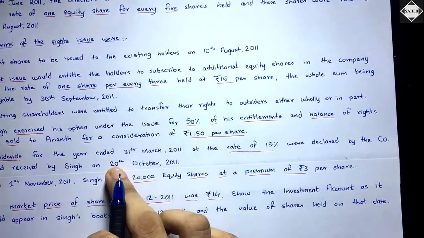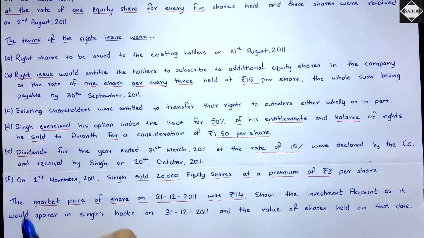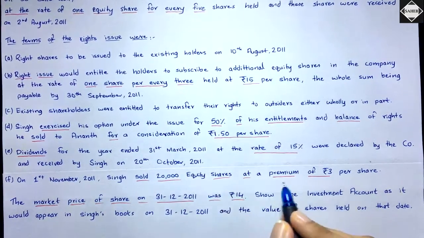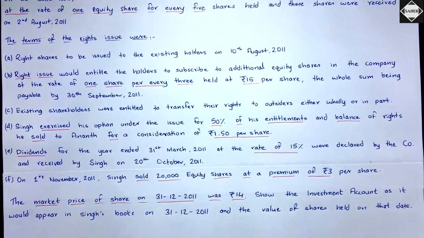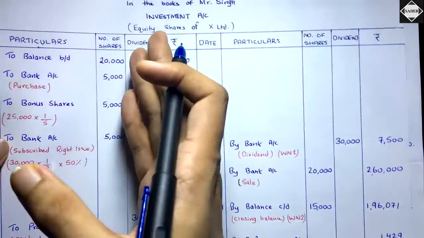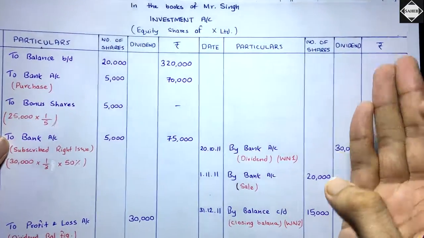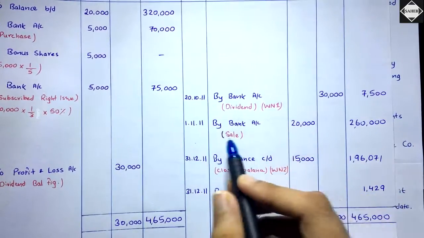And then what happened? You have made sales. See, Mr. Singh sold on 1st November 2011. Singh has sold 20,000 equity shares at a premium of rupees 3 per share. Yeah, he has sold, right? So sold means what? Where it will come? Credit side. Investments are being sold, it will get credited, right? So it will come by bank account. You're getting the money.